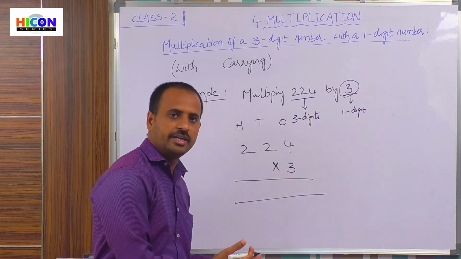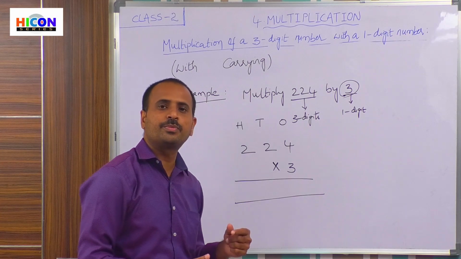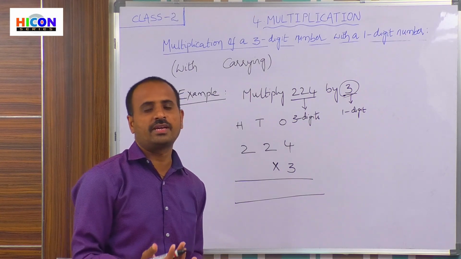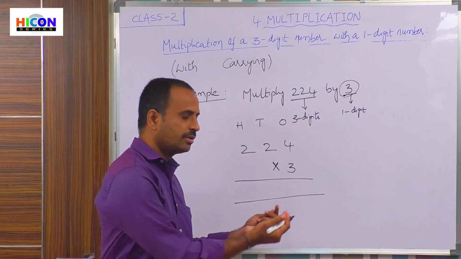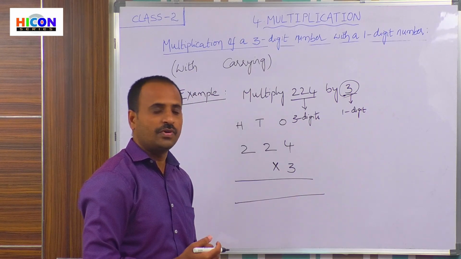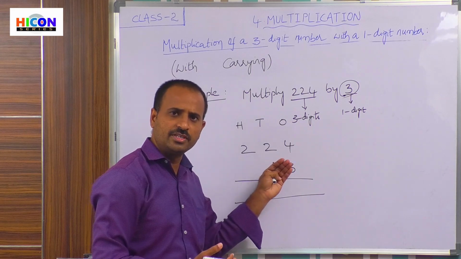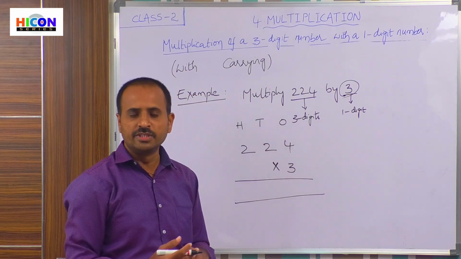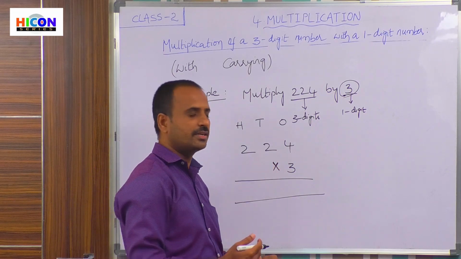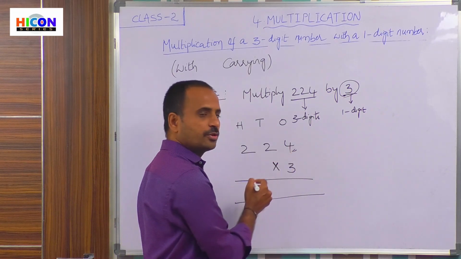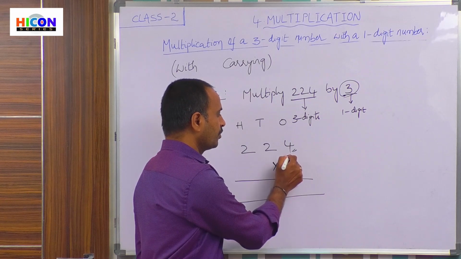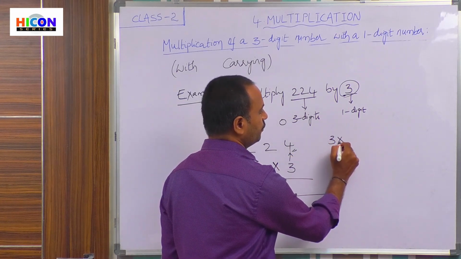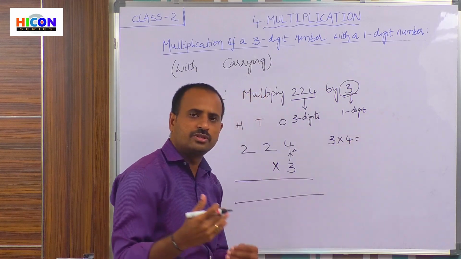Now start multiplication. The multiplication process is the same as that in the multiplication without carrying. Start multiplication from ones place. First multiply the digit present in ones place with 3 and write the answer under ones place. Which digit is present in ones place here? 4 is present in ones place. Multiply this 4 with 3, that is 3 into 4. Children, how much are 3 4s?